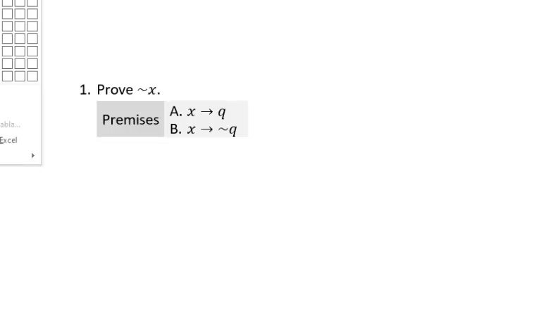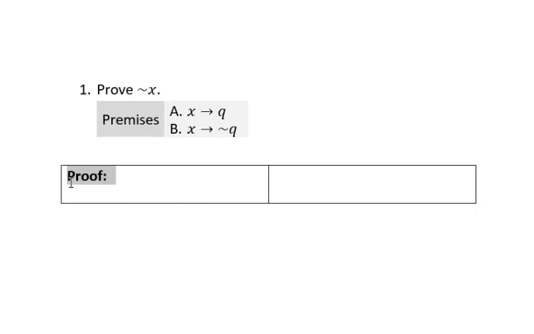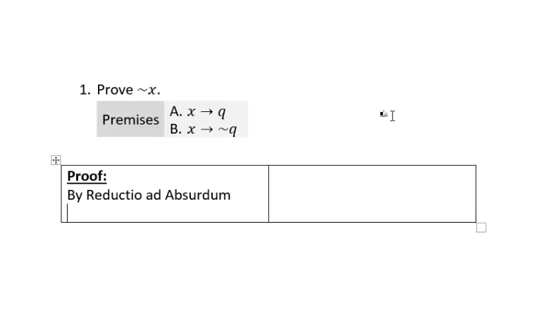So as usual, we're going to start the exercise by writing proof. And I'm going to underline this. Now, because I'm using a different method, not the usual one, I'm going to have to explain which method I am using. So I'm going to say by Reductio Ad Absurdum. And then I'm going to begin.